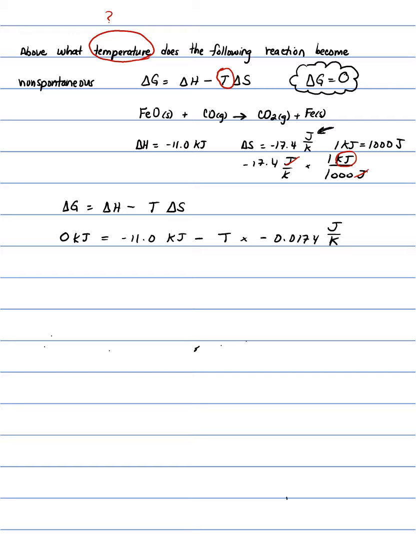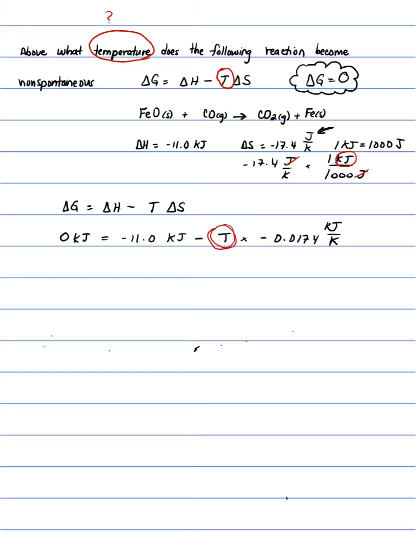So it's the number 17.4 divided by 1,000. So you get 0.0174. And now you have kilojoules for both of them. So you have your enthalpy in kilojoules, your Gibbs free energy in kilojoules, your entropy in kilojoules. Everything the same units. So remember, we're trying to solve for T.